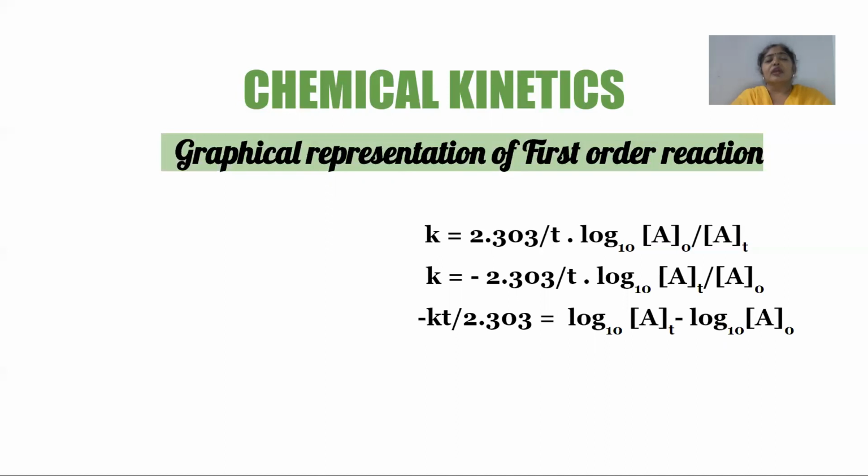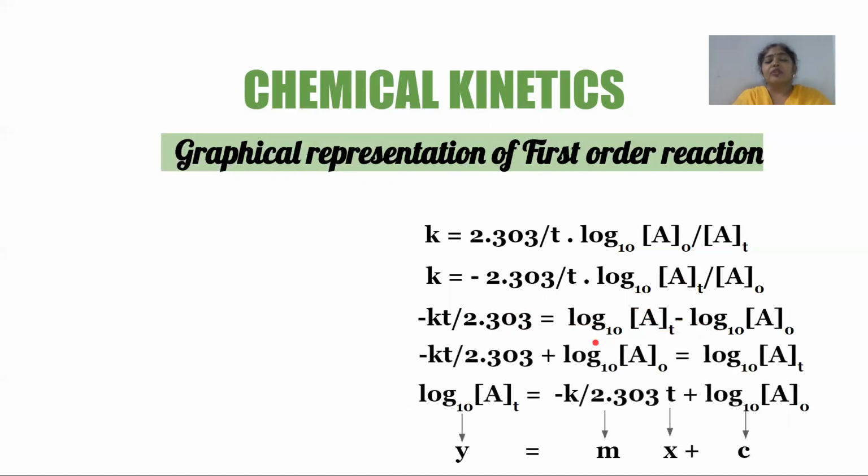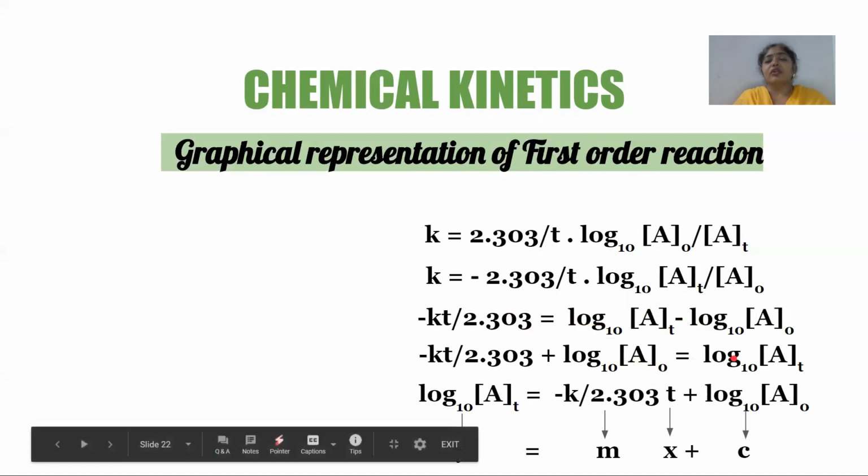Now this I can rearrange and bring it to the form of y equal to mx plus c, because then you will obtain a straight line graph. So when I rearrange this, I get minus kt by 2.303 equals log At by A0, and this log At by A0 can be written as log At minus log A0. So when I rearrange this, I get minus kt by 2.303 plus log A0 equals log At, or in other words, log At equals minus k upon 2.303 into t plus log A0. So here, now this is of the form y equal to mx plus c, right?